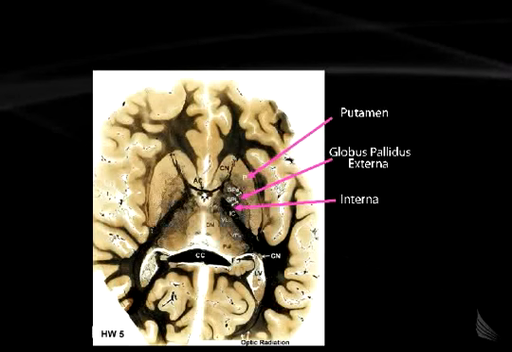All right, here we look at a slide that is lower than the previous slide, more inferior in the brain. The main structures that you see here are the putamen, more laterally. The globus pallidus is divided into two structures: the globus pallidus pars interna, very medial, and pars externa, more laterally. So these are the main structures that you should be able to identify on a horizontal slice.